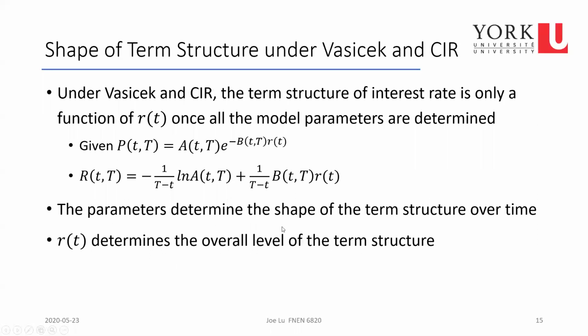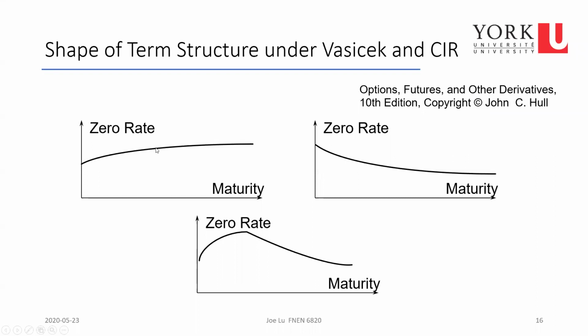Now, you see that under either the Vasicek or CIR, once the parameters of the process are determined, essentially the shape of the entire term structure is determined. Okay, so under both models, the shape of the interest rate curve, or the interest rate term structure, is very similar. So both of them allow for this kind of flexibility in terms of the shape of the interest rate term structure.